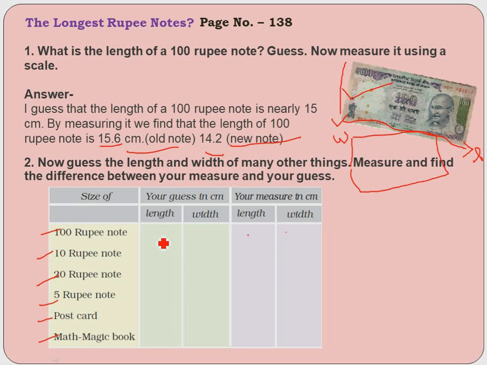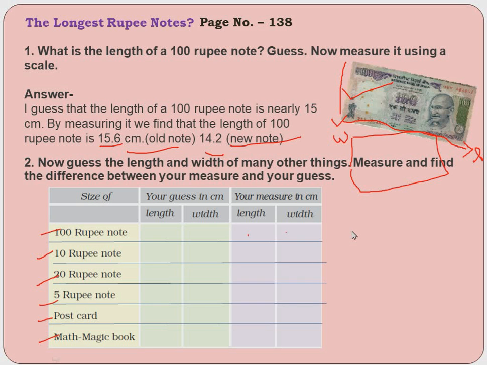If you subtract the lengths, you will get the difference of the length; subtract the widths, you will get the width difference. For example, I am giving you the measurements here. The measurements will vary as per your note, because every note is different. So whichever note you are measuring, you have to consider that measurement.